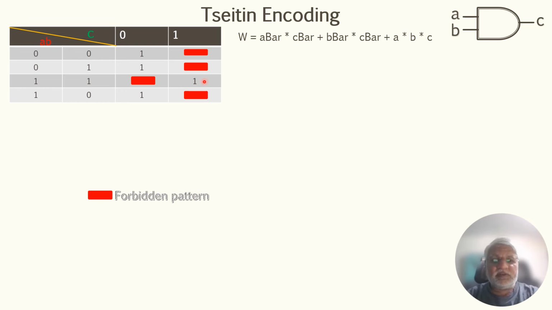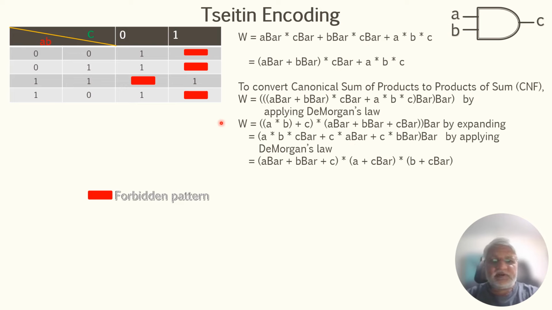And coming to this one, this is alone. You cannot merge it with anything. So here it is A B 1 1, and then C is also 1. So this becomes ABC. So this is the expression of W. If you observe, W consists of inputs and outputs. Now we need to bring this expression into CNF form.